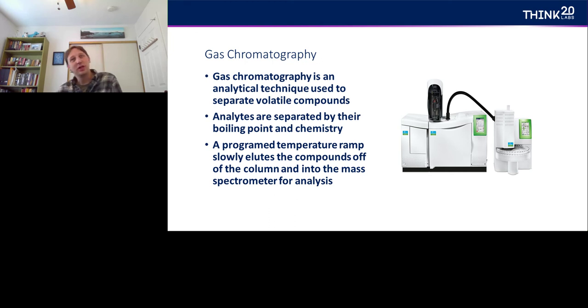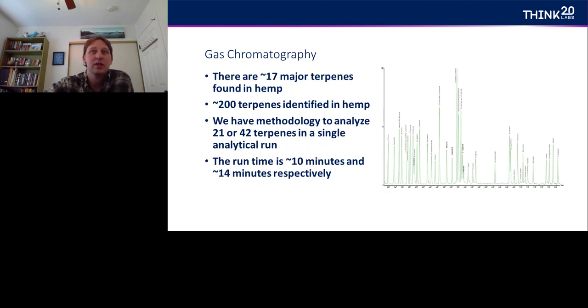So in chemistry, we always say like dissolves like. So if you think about oil and water, this kind of illustrates the potential interactions with these columns. So once we've injected, we have a program temperature ramp, which slowly elutes the compounds off of the column, one by one, into our detector. So in this next slide on the right is a typical chromatograph. So here, in this one, we're looking at 42 different terpenes.